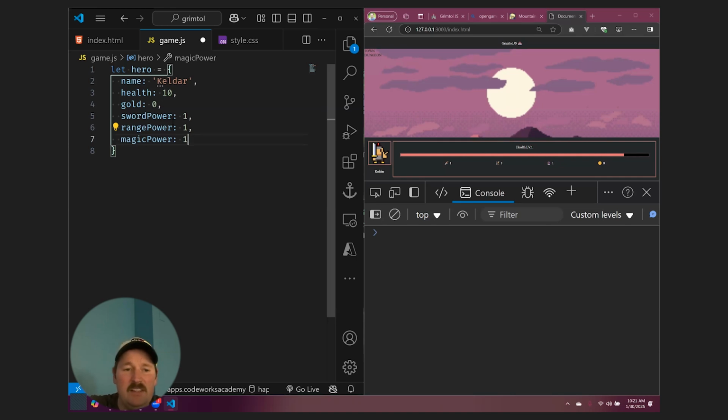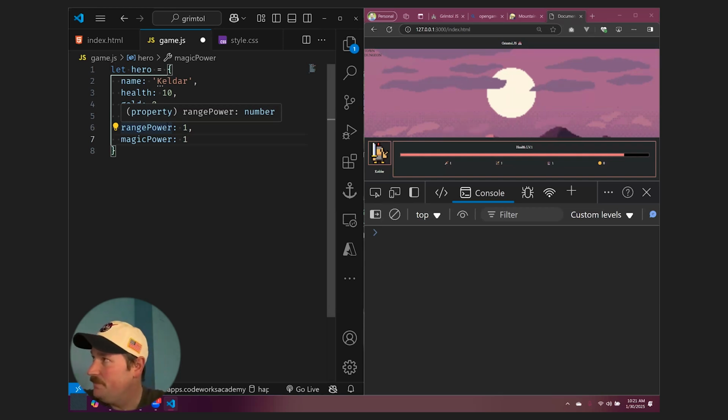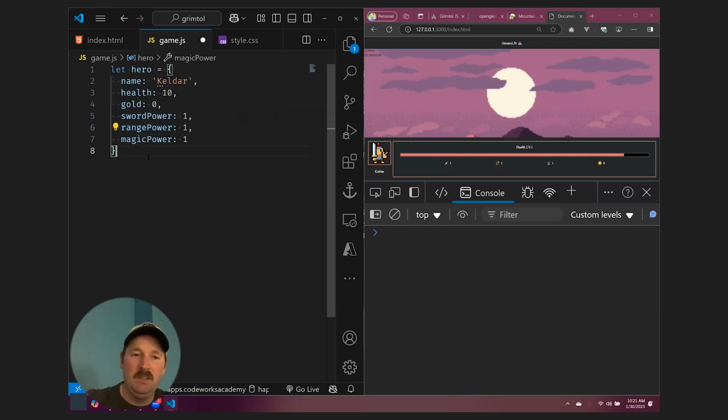So I have gold represented. I have Keldar's name represented. Everything that you see down here about the hero, we need to make sure that there's a piece of data up here that backs it up. Because if we don't have that, then we will never be able to build out a functional game. So that's my hero.